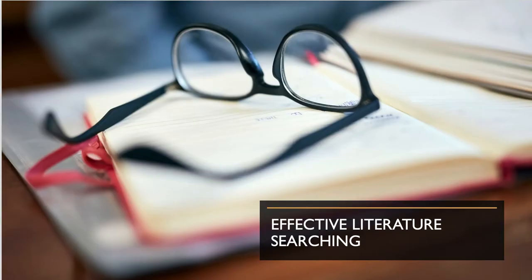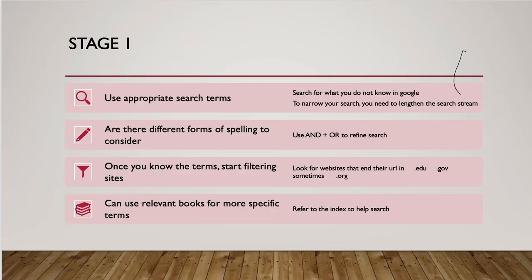So effective literature searching. So now we're going to talk about how to effectively search for literature and how to find literature sources that you would want to use in your research paper. So there's a couple stages that go along with this.